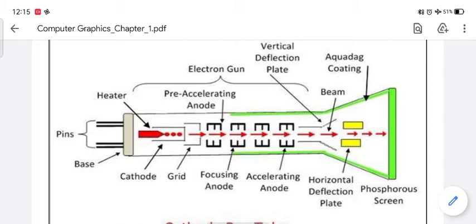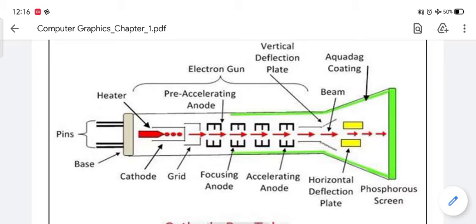the focusing anode and deflection coil or deflection plate are used. Next, the beam moves through this deflection plate and hits the phosphorus screen, where it glows and provides an image when the high-energy electron beam hits the phosphorus screen. So what happens at that time? An image is formed.